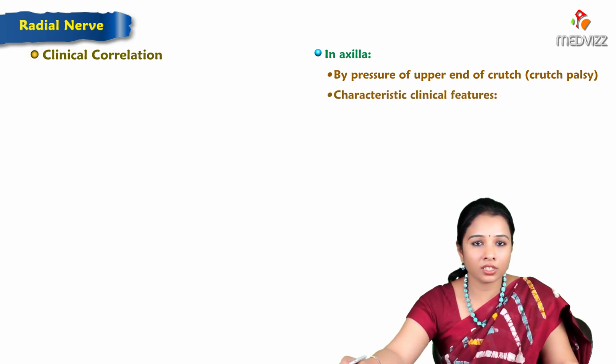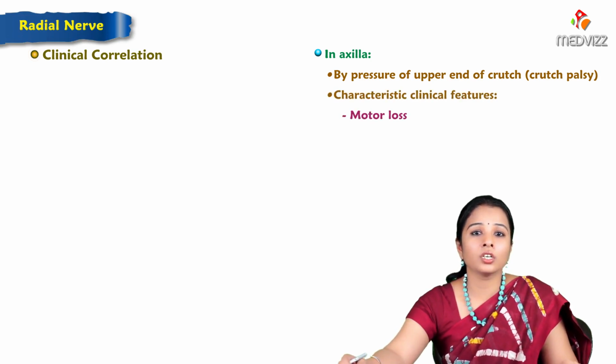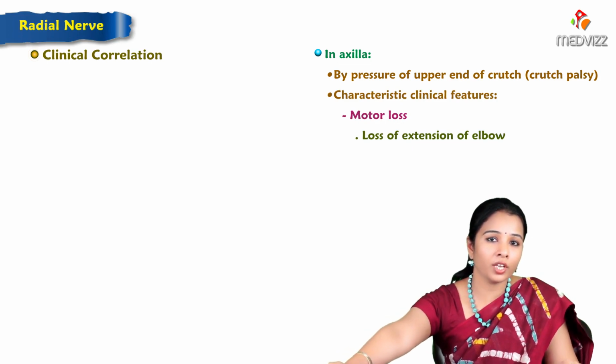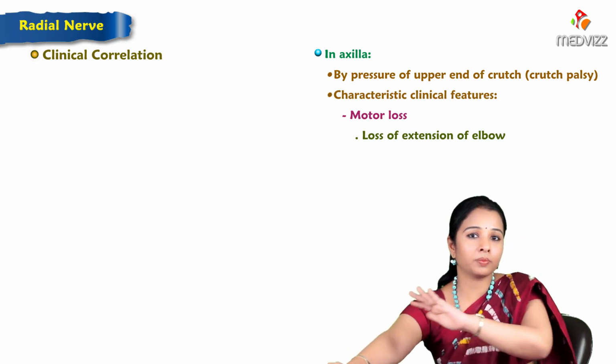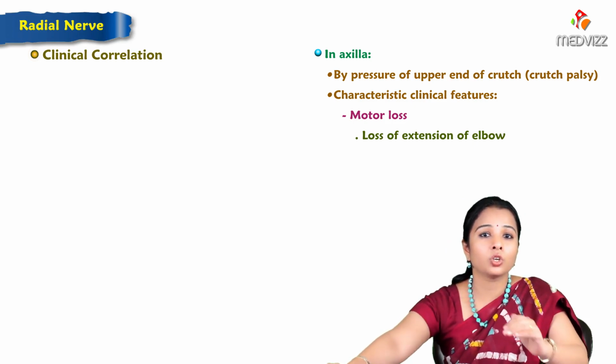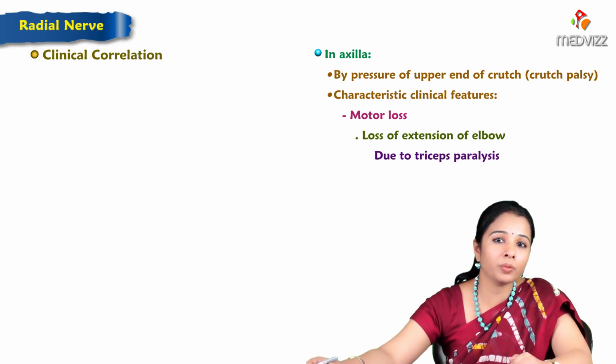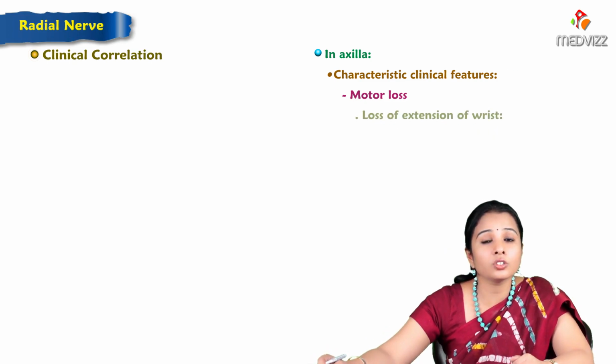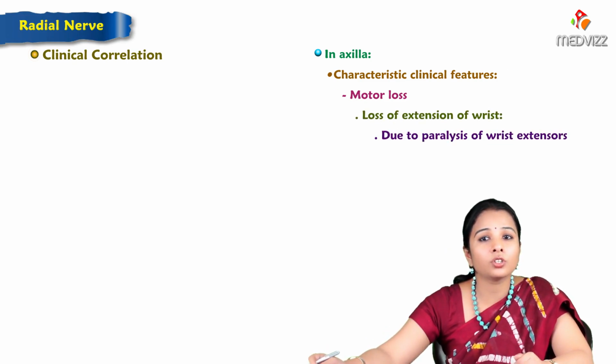Characteristic features in such a case: there will be a motor loss, that is loss of extension of the elbow, because it is supplying the posterior compartment, that is the triceps. So loss of extension of the elbow due to the paralysis of triceps, loss of extension of the wrist due to the paralysis of wrist extensors.